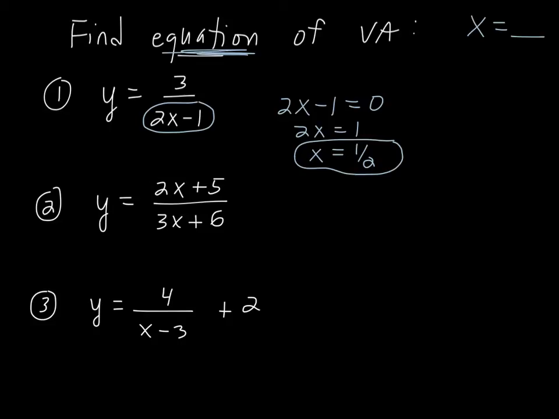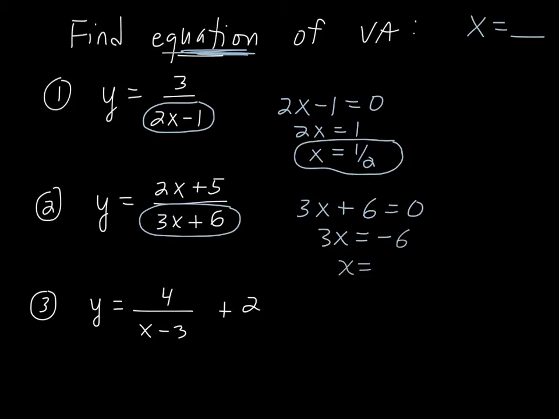So without even graphing this, we know that at x equals 1/2, we would have a vertical asymptote. Okay. Example number 2. Again, we can ignore that 2x plus 5 up top. We're just going to take the 3x plus 6 in the bottom. We're going to set it equal to 0. And we're going to get x equals -2. That's where our VA would be.